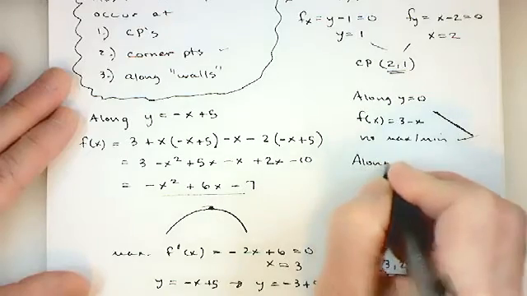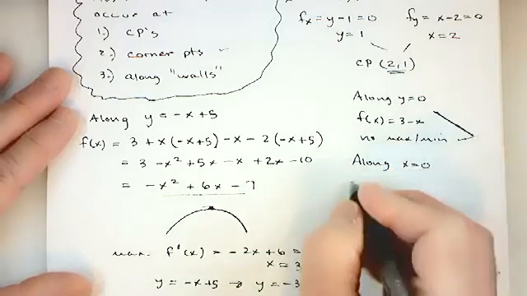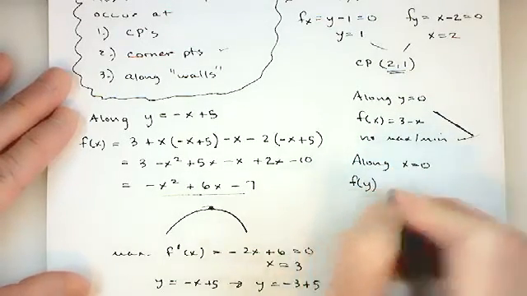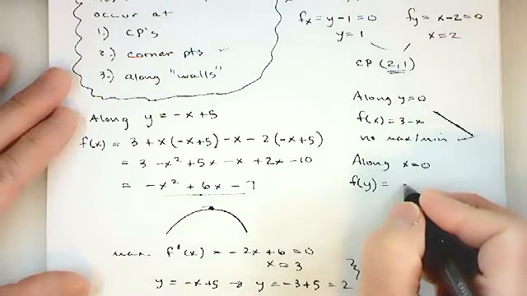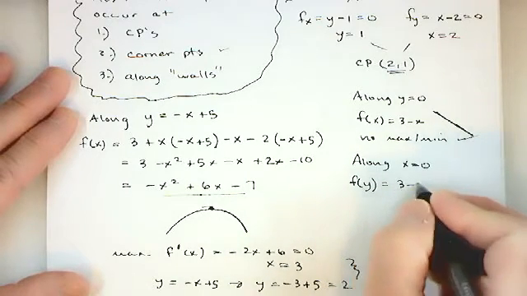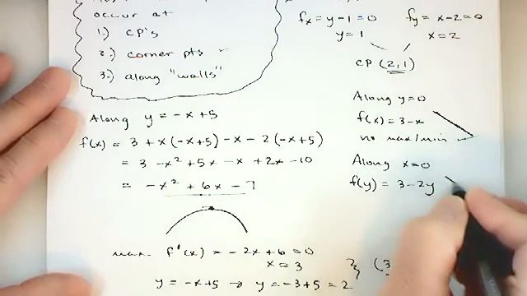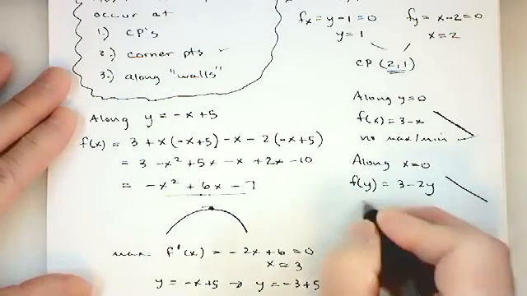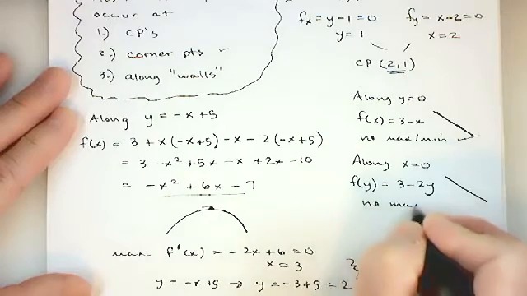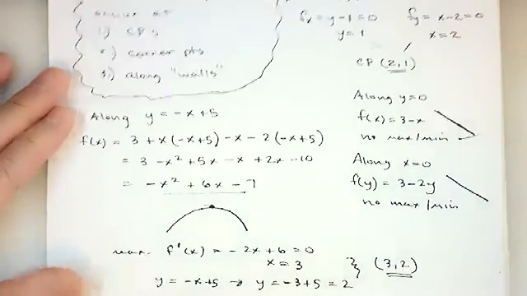That leaves one more wall, which was x equals 0. And fortunately, if x is 0, my function just becomes f of y equals 3 minus 2y, which is the same situation. That's also a line with no max or min points on that one.